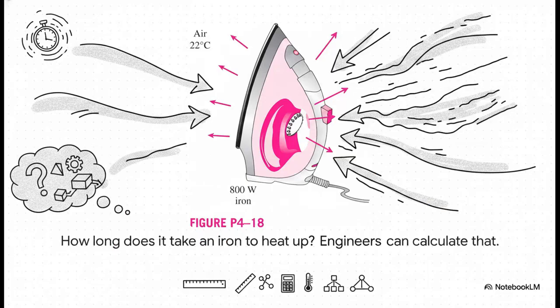Think about it. You've probably done this 100 times without ever thinking about the physics behind it. You plug in an iron, you wait a bit. But how long is that wait really? And how could we possibly predict it? Well, this is the perfect example of transient heat conduction, where temperatures are changing over time. Today, we're going to put on our engineering hats and figure out the answer to that exact question.